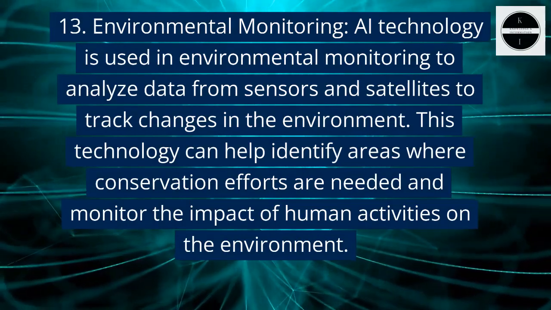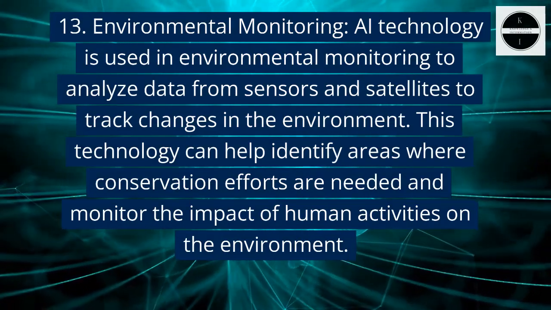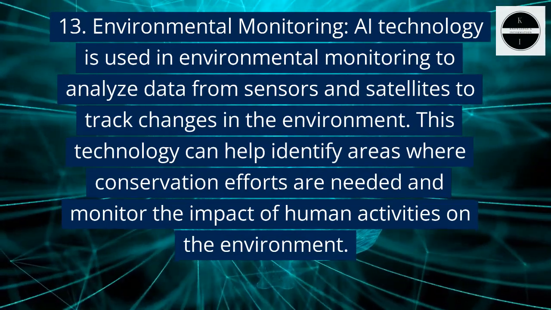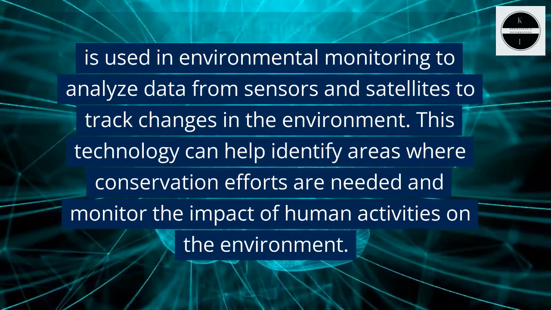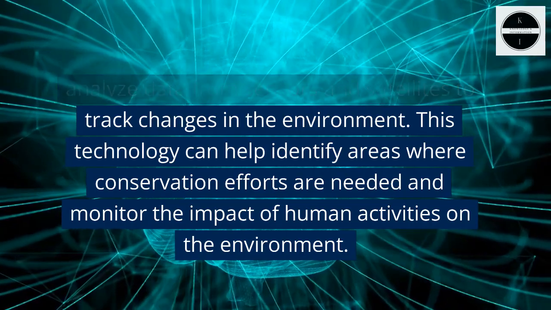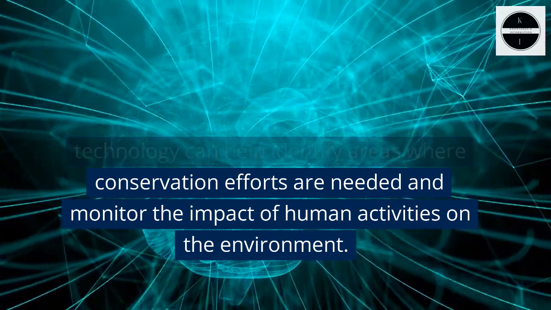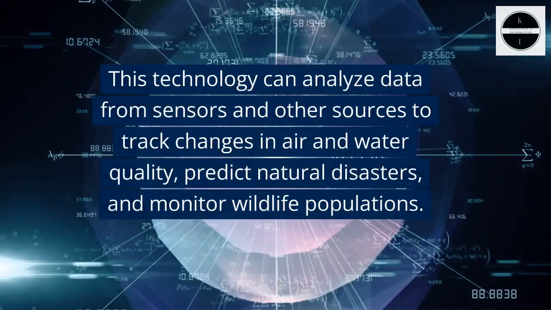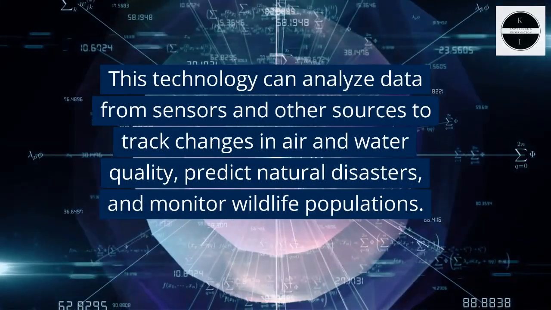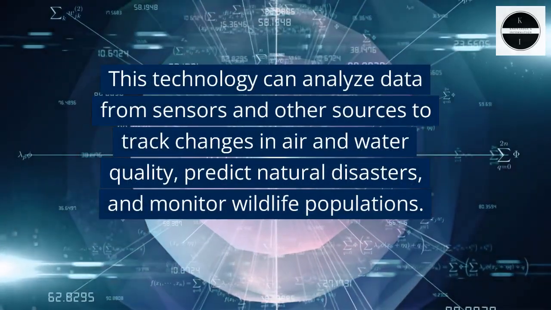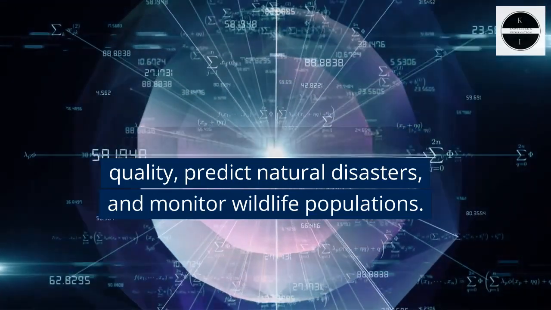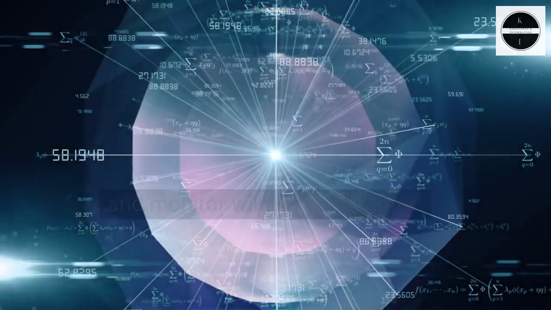AI technology is used in environmental monitoring to analyze data from sensors and satellites to track changes in the environment. This technology can help identify areas where conservation efforts are needed and monitor the impact of human activities on the environment. This technology can analyze data from sensors and other sources to track changes in air and water quality, predict natural disasters, and monitor wildlife populations.